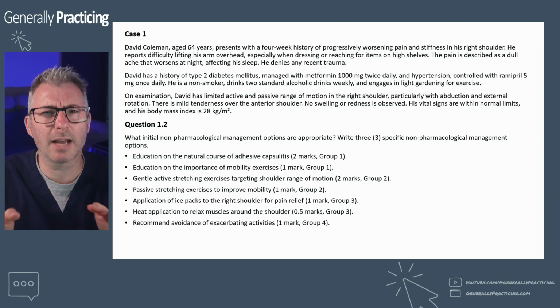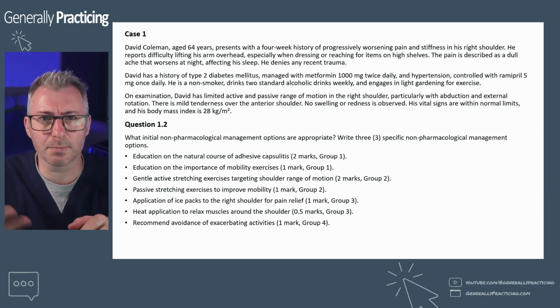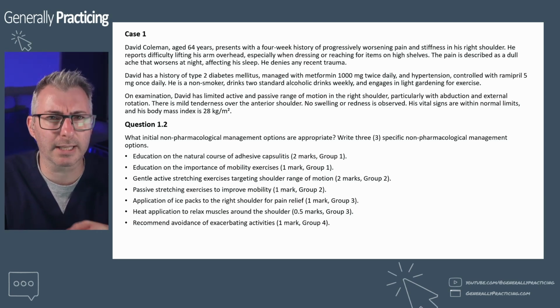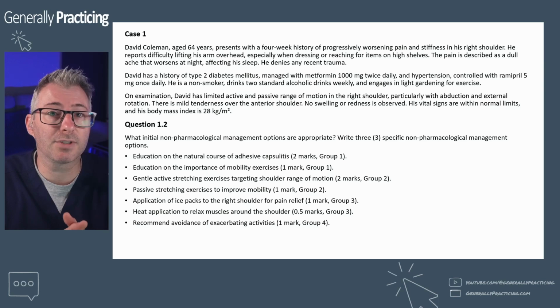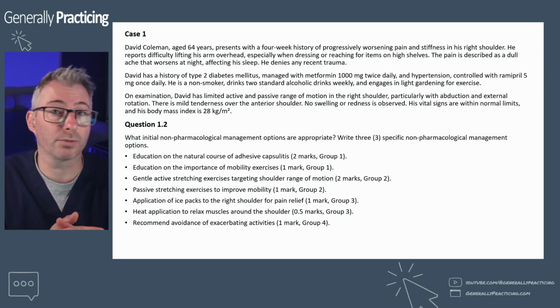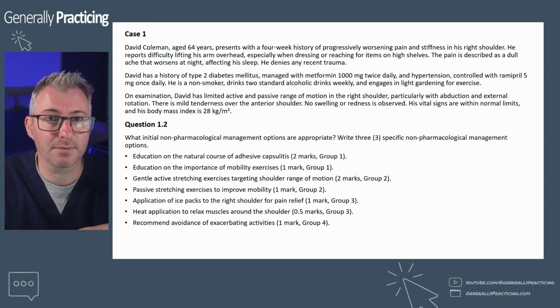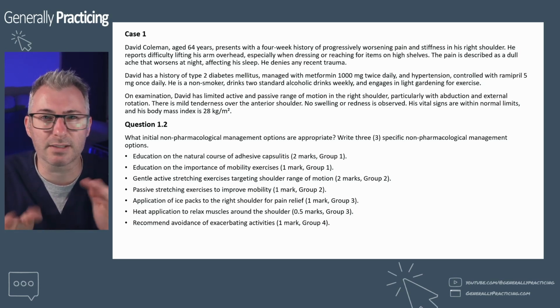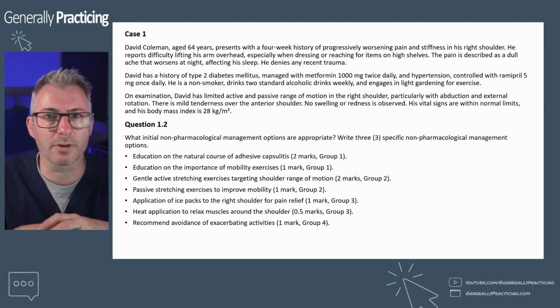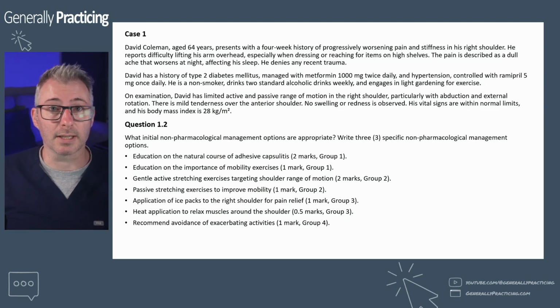Likewise, if you just have it a little bit less specific, so education on the importance of mobility exercises, you're probably going to get less marks there. Active gentle stretching exercises targeting shoulder range of movement is going to get you the most marks, or just, again, simplifying that down, passive stretching exercises to improve mobility, less marks there. Now, tied into that would probably be things like referral to physiotherapy for stretching exercises. And I think that would be in that same category of marks, depending on how much detail you put in there.